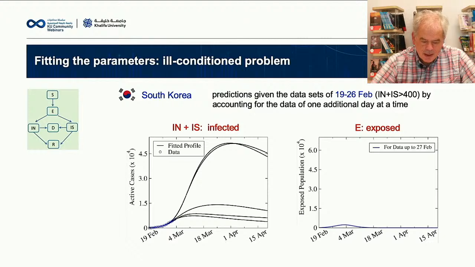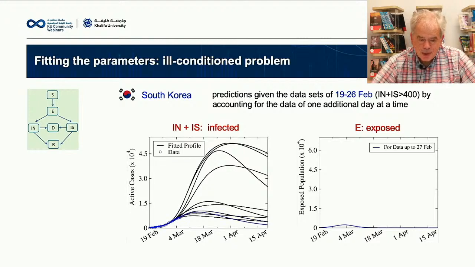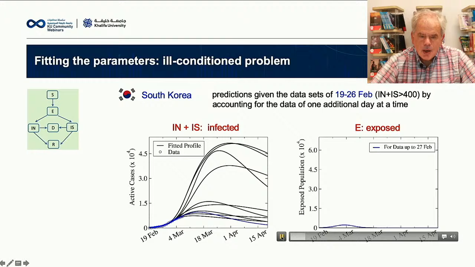Now you can tell how drastic the effect of adding one data point is on the solution that we get out of this model. And remember, what you see here are profiles of the infected people for which we have data. What you're going to see on the right are the corresponding profiles that we get for the exposed population, for which we have no data.